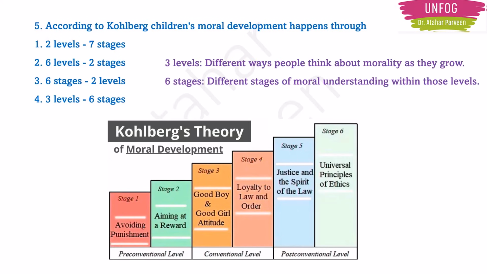The 3 levels indicate different ways people think about morality as they are growing up. And the 6 stages are different stages of moral understanding which are there in those levels. Okay, so 3 levels and 6 stages are there in Kohlberg's theory of moral development. Okay, clear, right?